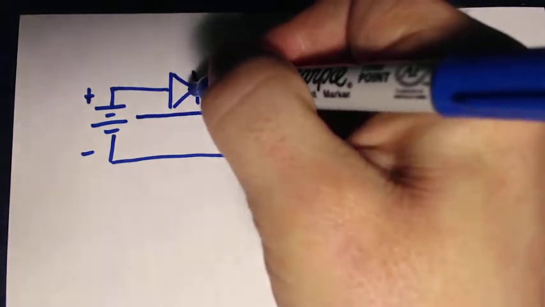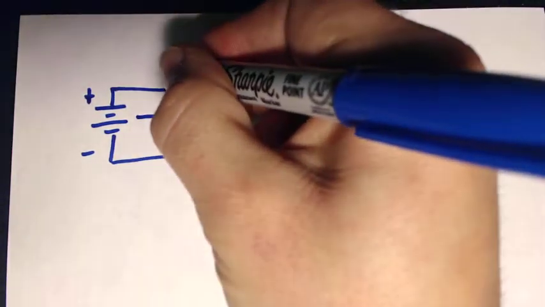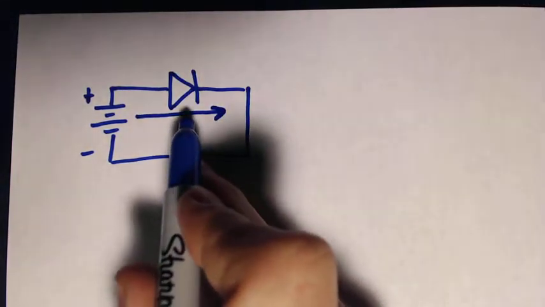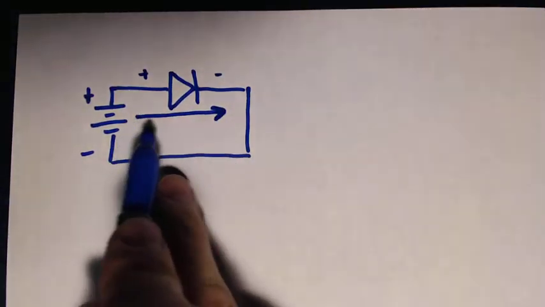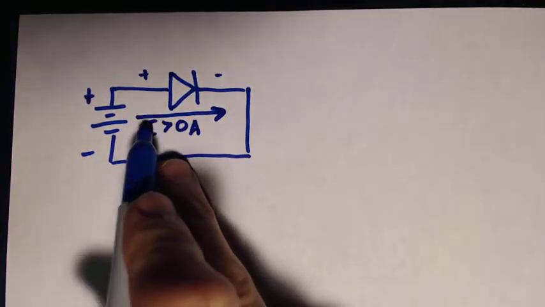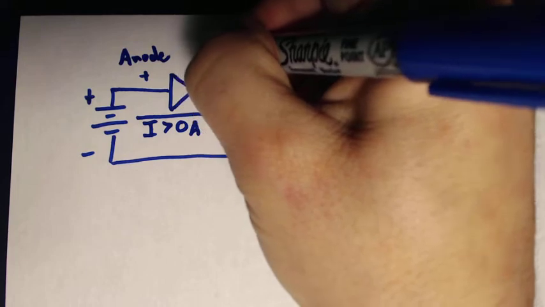Now, this diode, like I said, is only going to allow current to flow in the same direction as it's pointing, from positive to minus. Well, it is. So we are going to have current flowing in this situation. I'll just say that I is greater than 0 amps. So we do have current flowing from the anode to the cathode.